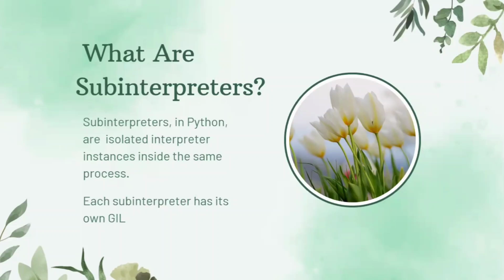But now, with sub-interpreters, Python can create isolated interpreter instances inside the same process. Each sub-interpreter has its own GIL, which means they can run Python code truly in parallel on multiple CPU cores.